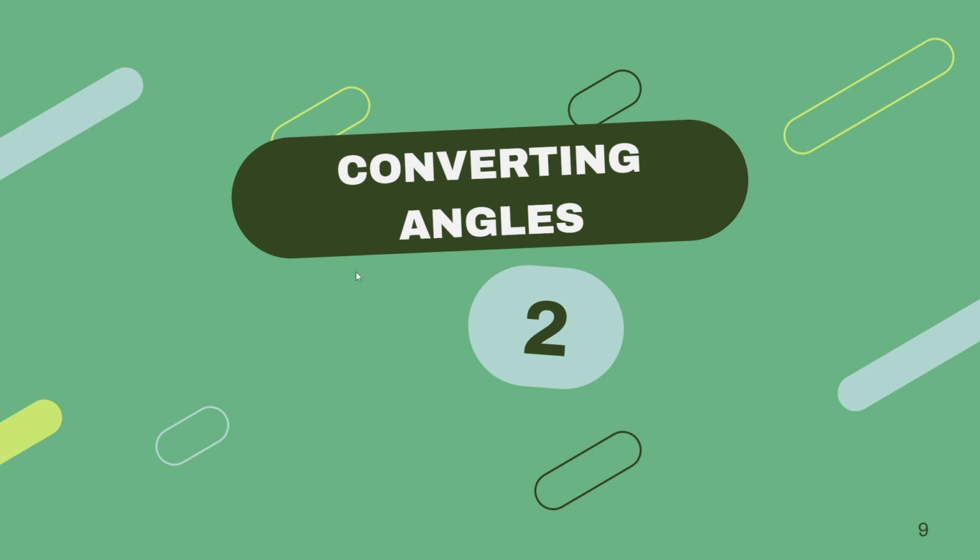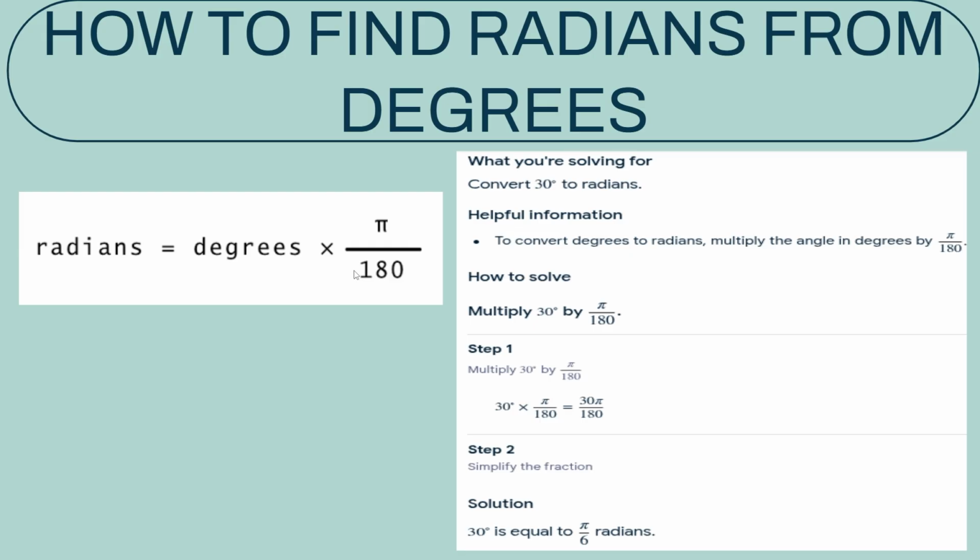Okay, now we're going to do a little bit more of a simple concept, converting angles. First, we're going to do how to find radians from degrees. That's the formula on the left side, and on the right side, it's an example. Okay, so in this example, we're converting 30 degrees to radians. So basically, you're putting the degrees on top of this, so it would be 30 pi over 180.